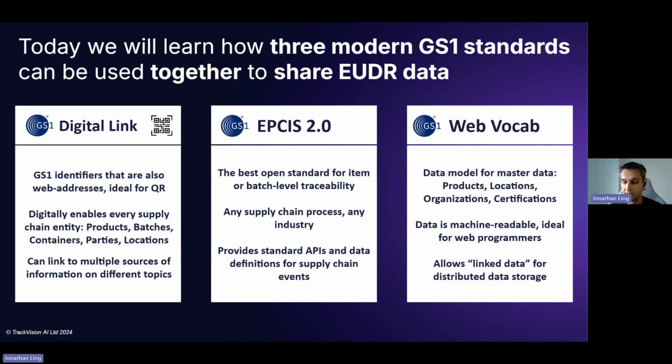The final standard we're going to talk about is the GS1 Web Vocabulary. You can think of this as a data model for master data, such as products, locations, organizations, or certifications. The data is machine readable, and it's great for web programmers. It uses the same JSON data format that web programmers use to build the internet. It also allows linked data structures so that data can be held on different servers and linked to each other, just like web pages can link to each other from hyperlinks.